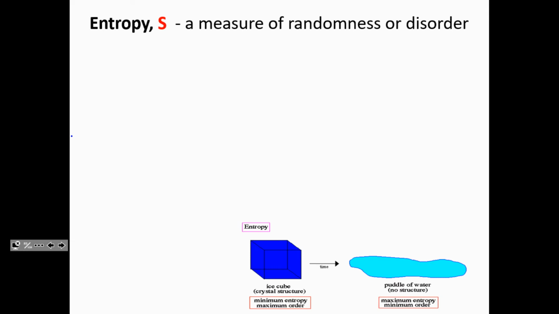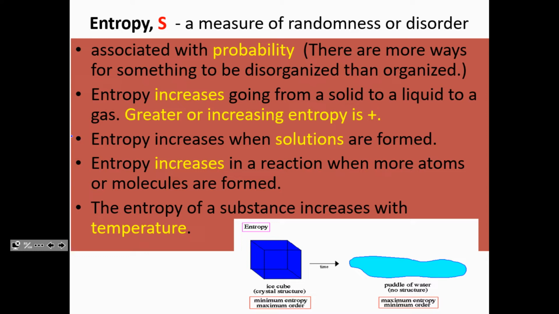So because entropy is a measure of randomness and disorder, there's a few things that we need to understand. It's associated with probability. There's more ways for something to get disorganized than there is to be organized, which makes sense if you think about it. Over time, things tend to get messy. It takes energy to get them back to being organized. Entropy increases if we go from a solid to a liquid to a gas, because the molecules begin to get a little more messy. They get spread out. The energy increases. They don't want to be orderly.